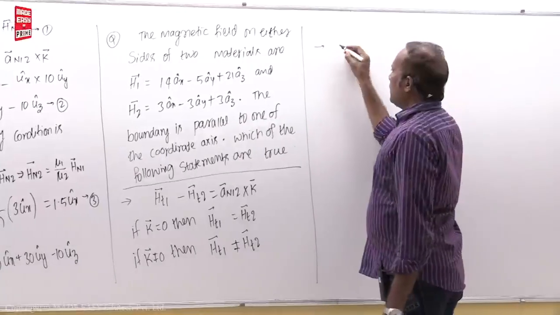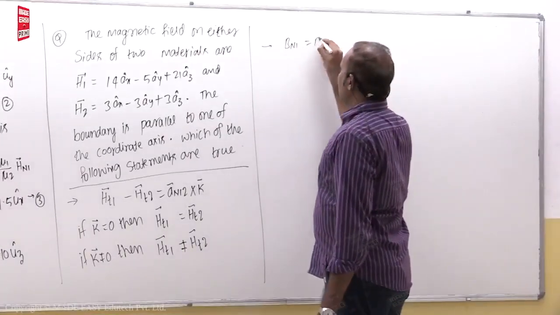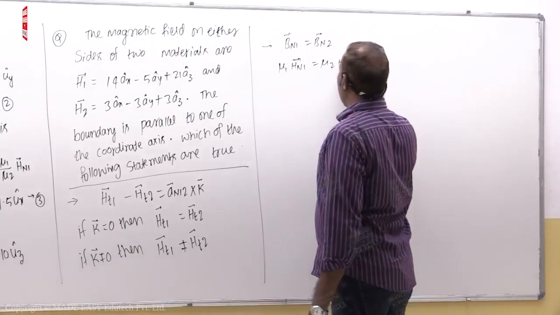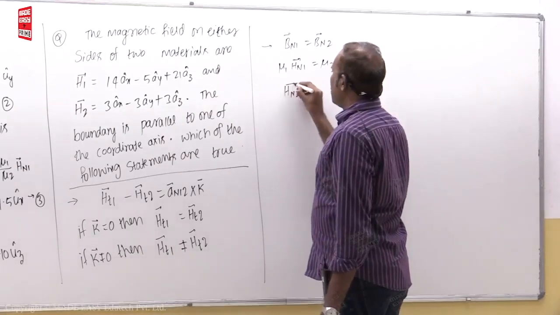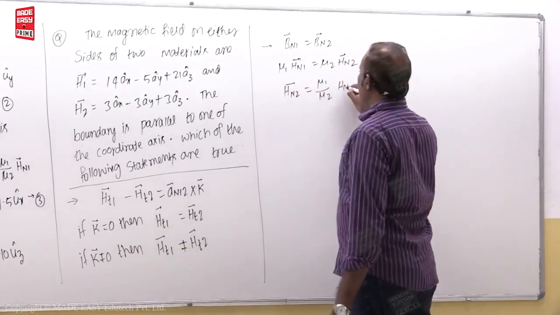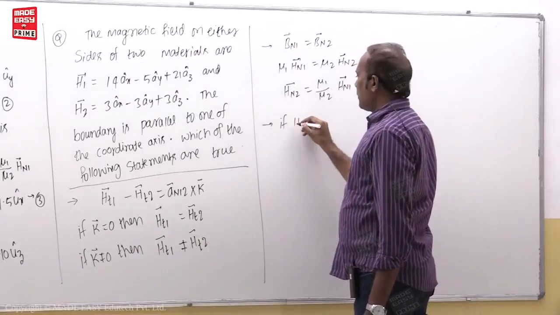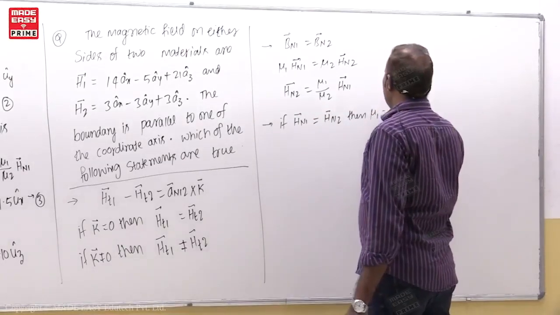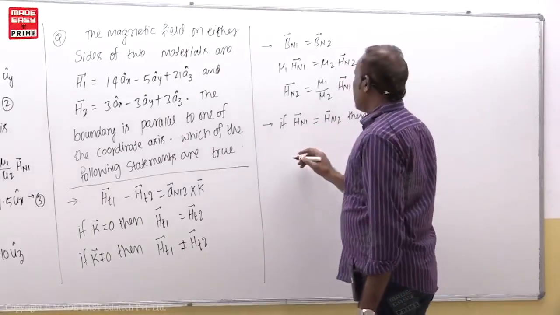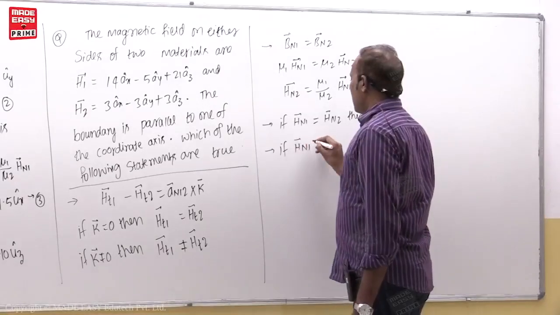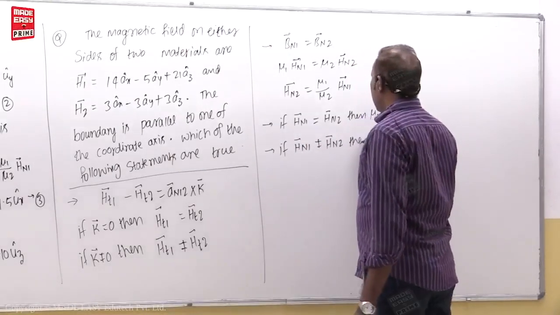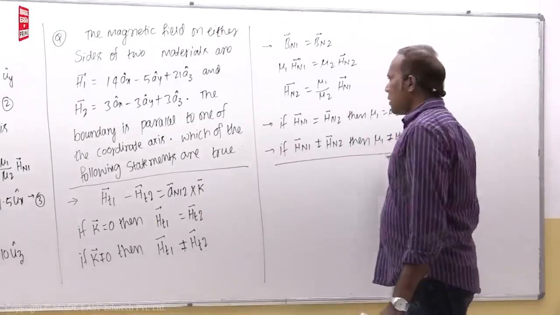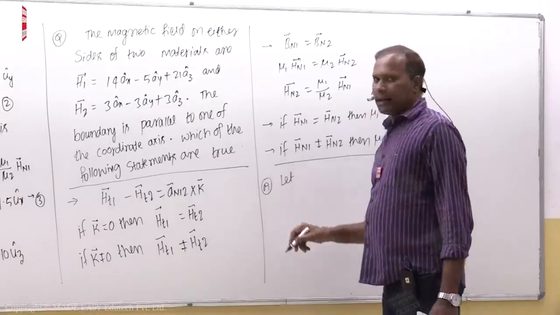Similarly, let us write another boundary condition. bn1 bar is equal to bn2 bar. mu1 hn1 bar is equal to mu2 hn2 bar. That means hn2 bar is equal to mu1 divided by mu2 hn1 bar. From this, if hn1 is equal to hn2, then mu1 is equal to mu2. Of course, we can write it like this also: if hn1 bar and hn2 bar are unequal, that means both mediums have different mu values. That is the meaning actually. This is a general discussion. Now let us go to the question.